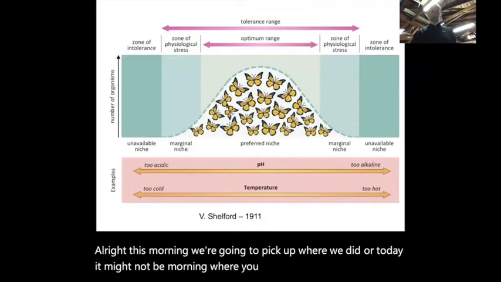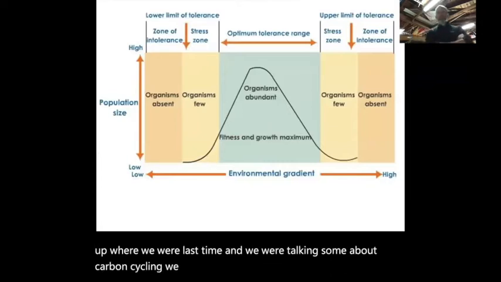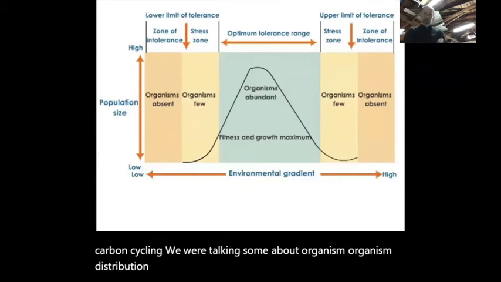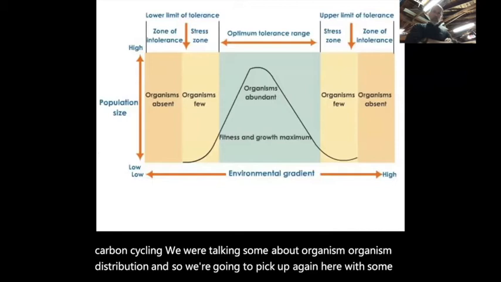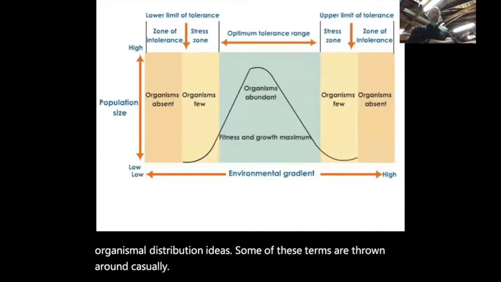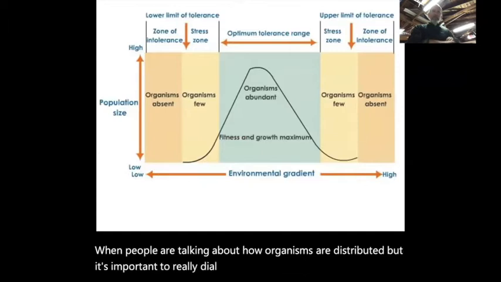Today we're going to pick up where we were last time, and we were talking some about carbon cycling. We were talking some about organismal distribution, and so we're going to pick up again here with some organismal distribution ideas. Some of these terms are thrown around casually when people are talking about how organisms are distributed, but it's important to really dial in what we mean.